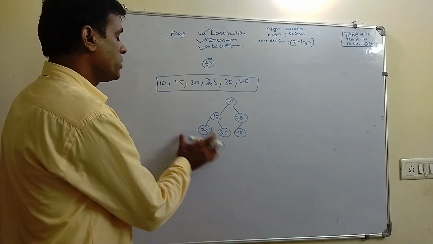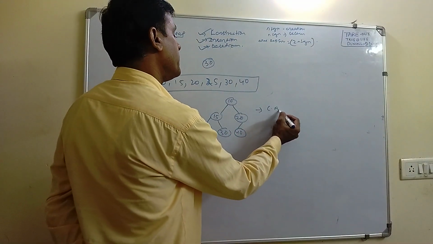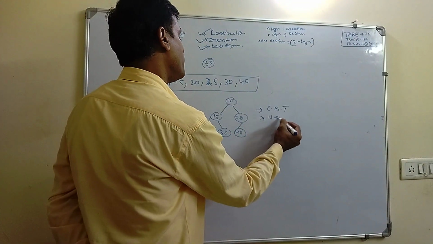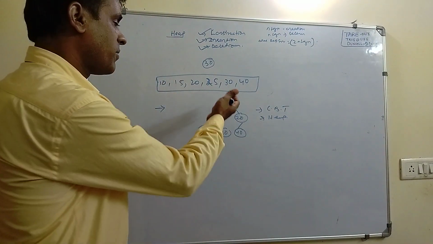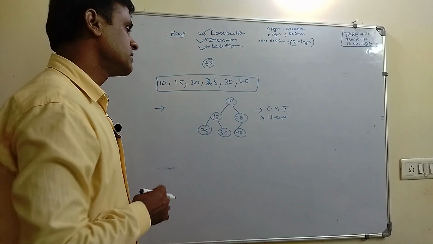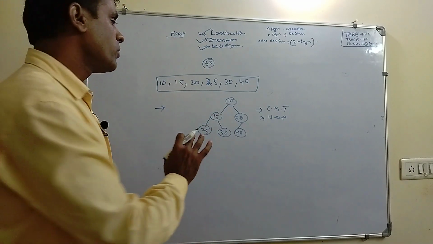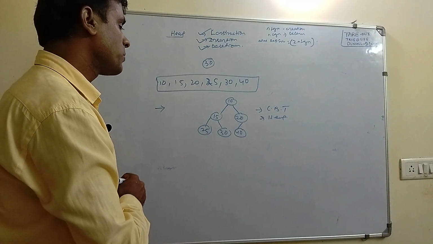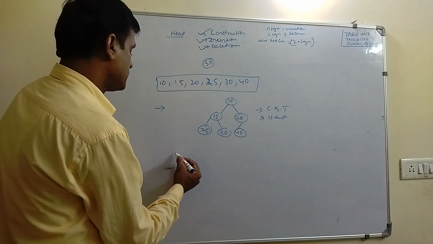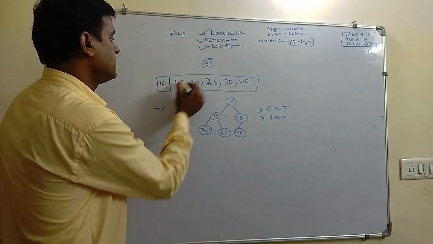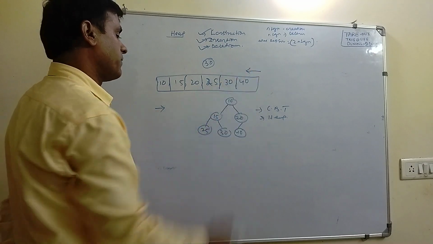So here the Heapify procedure means this is also a complete binary tree and this is also a heap. It may be a min heap or max heap, whatever it may be. As you have already stored it in sorted order, this is a min heap. Now we want to make it a max heap, so we have to heapify it. This is my array representation, so you have to come from right to left.